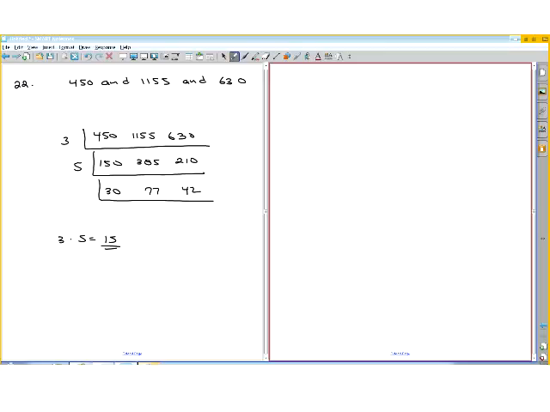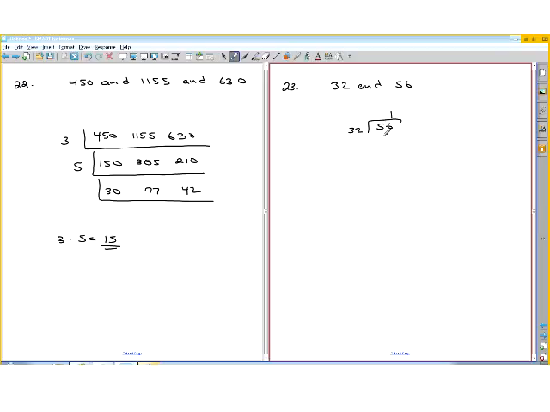The next one says use the Euclidean algorithm to find the greatest common factor of each group of numbers. So what the heck is the Euclidean algorithm? Well, a good place to look is the book. Yes, that's an interesting one. So, okay. It says begin by dividing the larger by the smaller. Divide the larger by the smaller.